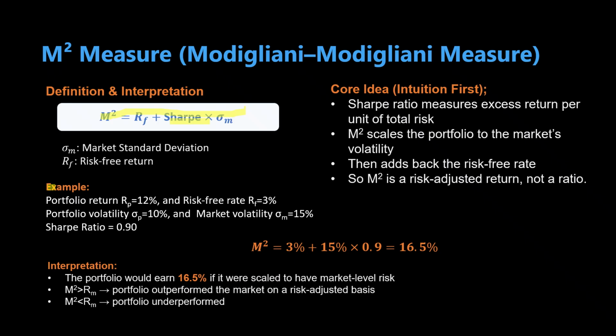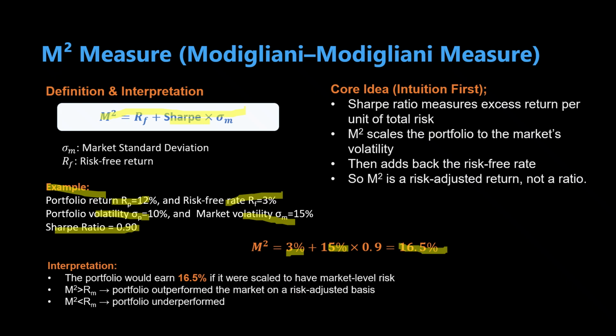In the example here, the portfolio has a return of 12%, the risk-free rate is 3%, the portfolio standard deviation is 10%, and the market volatility is 15%, and the Sharpe ratio is 0.90. Plugging into the formula, M squared equals 3% plus 0.90 times 15%, which gives us 16.5%.